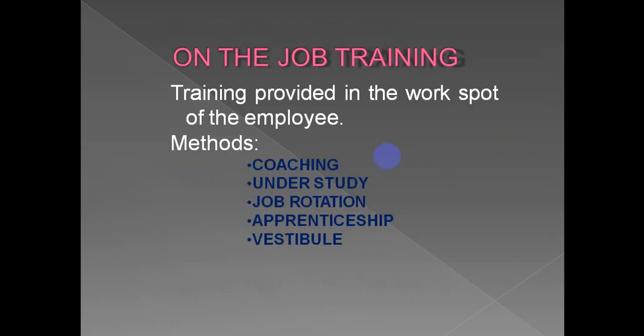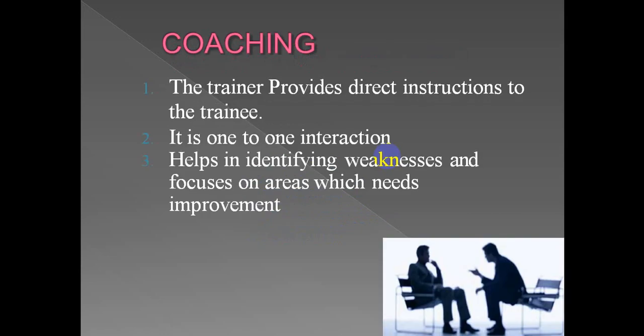Now the first one is on the job training. Here the training is provided within the organization, that is, at the work spot of the employee. The following are the methods of on the job training: coaching, understudy, job rotation, apprenticeship, and vestibule training. And now the first one is coaching.